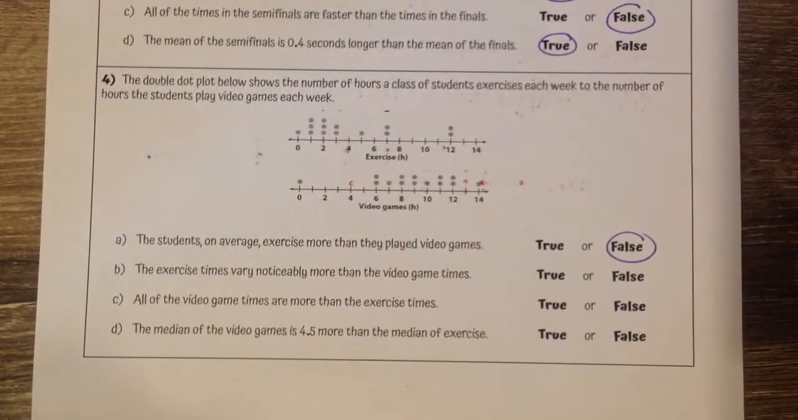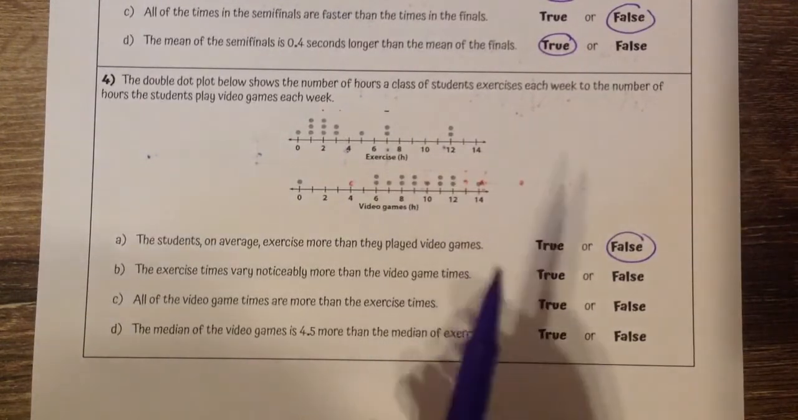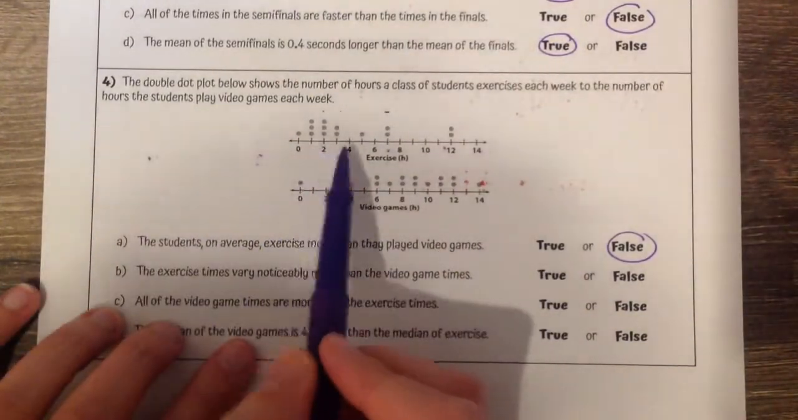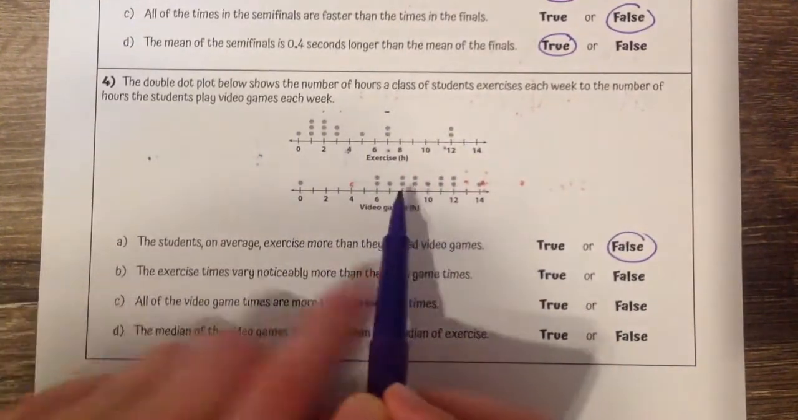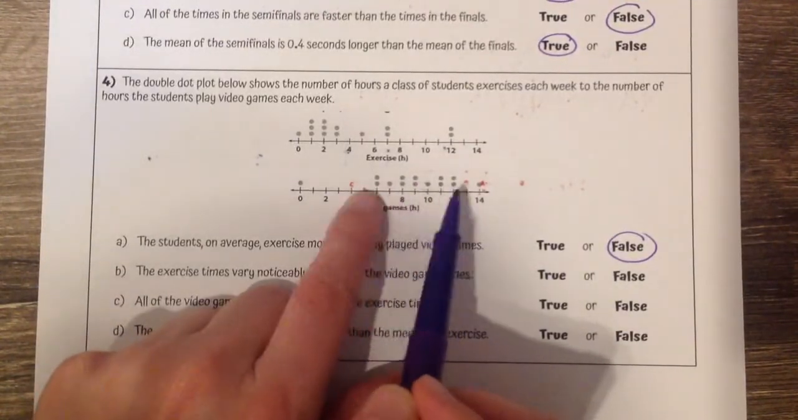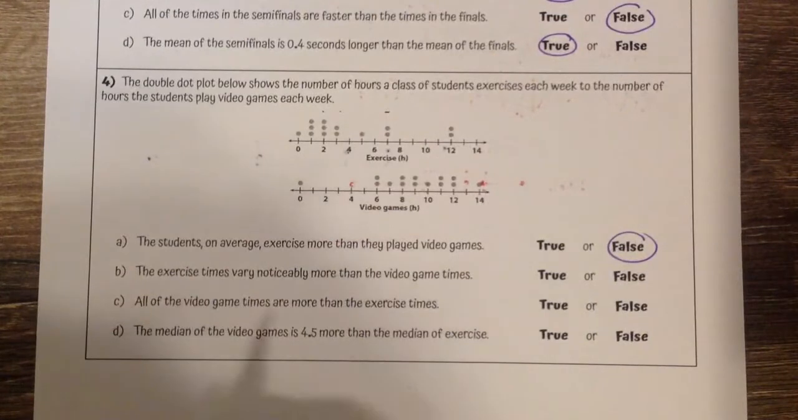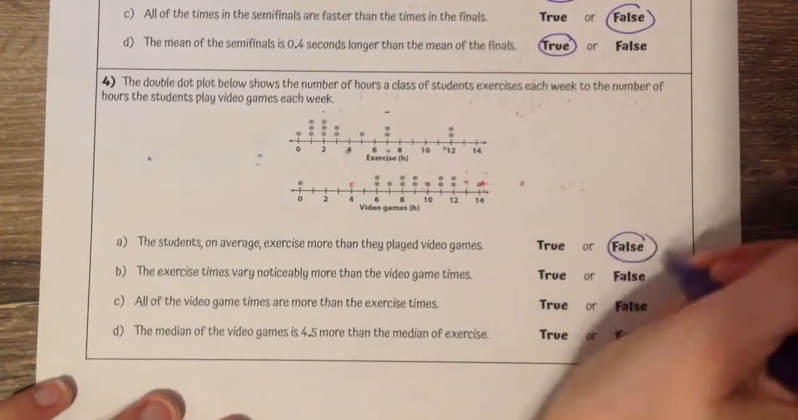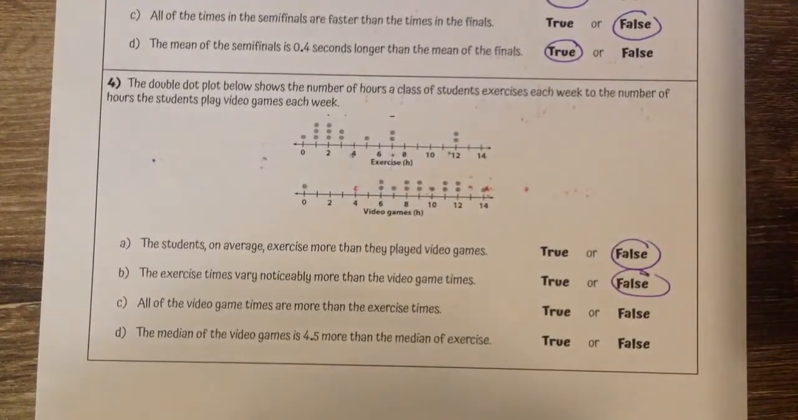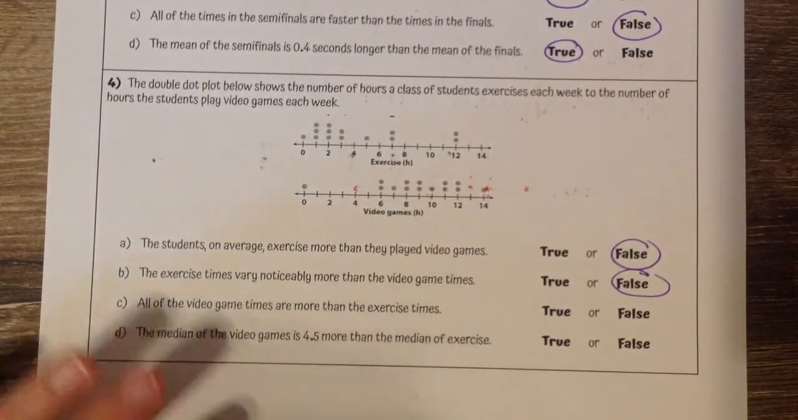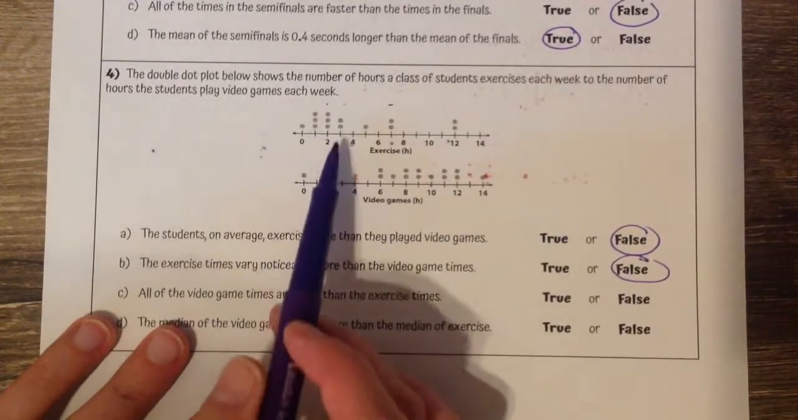The exercise times vary noticeably more than the video games. So if we look at this, we've got a big cluster here and then some kind of spread out there, versus the video games, they seem to be a little bit more spread out. So the exercise times vary noticeably more. I'd say probably not. All of the video games times are more than the exercise time. Is every single value here higher than the exercise? No.